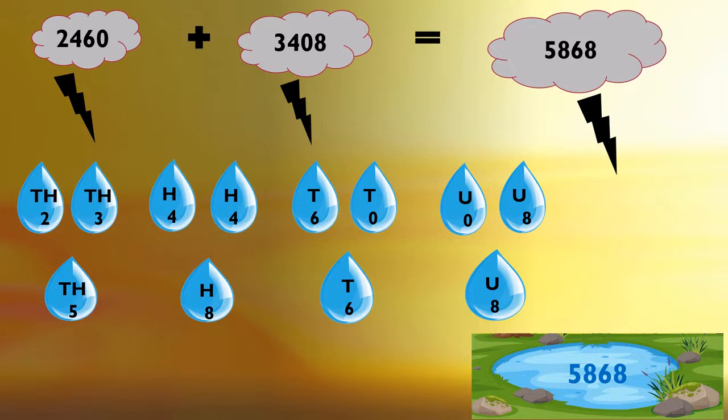The answer that we get by adding 2460 plus 3408 is 5868.